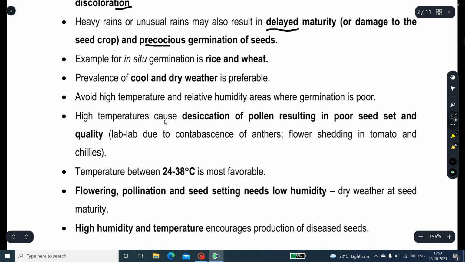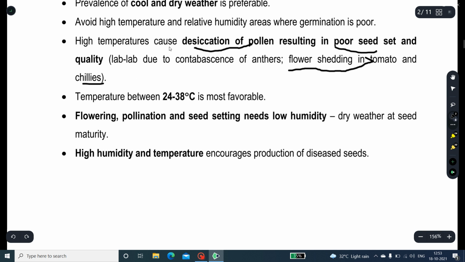Temperature plays a major role in seed production. Optimum temperature is required from the date of sowing to harvest. High temperature causes desiccation of pollen, resulting in poor seed set and quality. For example, it leads to contabescence of anthers and flower shedding in tomato and chilies. This is due to high temperature, and a temperature between 24 to 38 degrees Celsius is most favorable for all the crops. Flowering, pollination and seed setting need low humidity and dry weather at maturity.